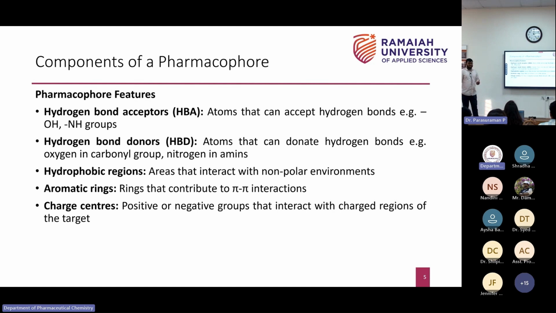Next, what are the features in pharmacophore modeling? Hydrogen bond acceptors can accept hydrogen bonds, for example hydroxyl groups or amine groups. Hydrogen bond donors are atoms that can donate hydrogen bonds, for example oxygen in a carbonyl group or nitrogen in an amine group. What is the hydrophobic region? It is the area that interacts with non-polar environments. Next, the aromatic rings. Every molecule has aromatic rings; it can be one or two aromatic rings. Next is the charge center: positive and negative ions that interact with the charged region of the receptors.